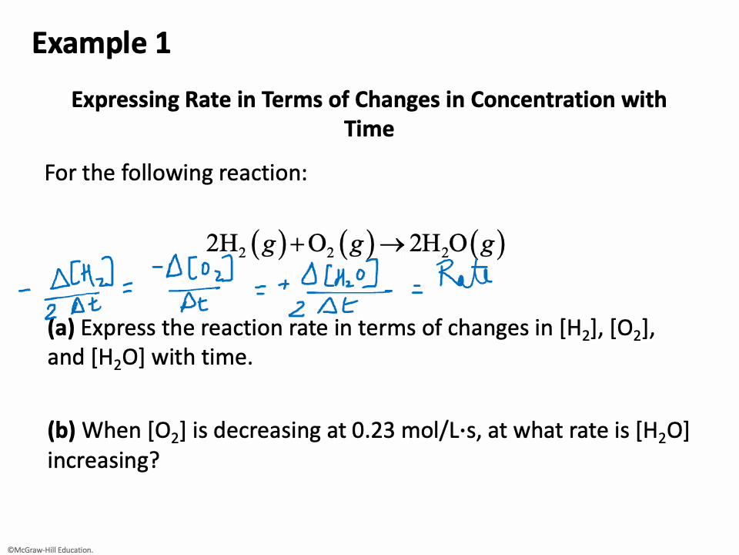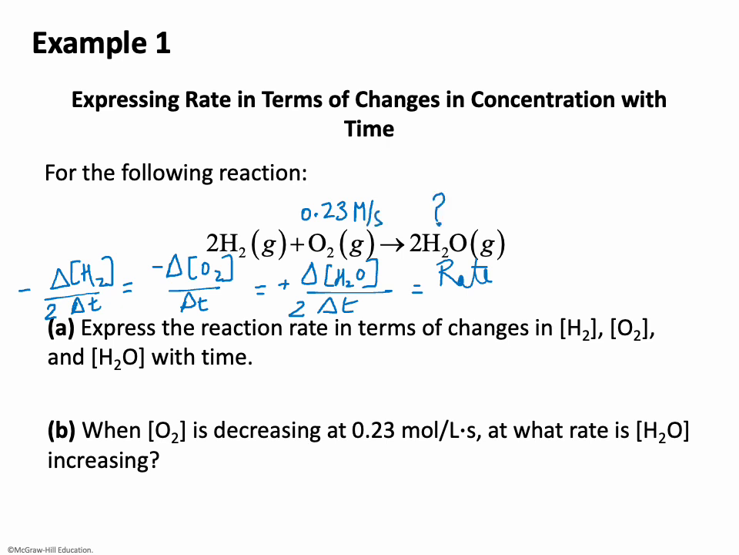I can give you just question A as one question, or I can give you question B as one question. It can be a separate question. When the concentration of oxygen is decreasing at 0.23 moles per liter per second, at what rate is the concentration of water increasing? So if oxygen is going down at 0.23 molar per second, the question is asking at what rate is water appearing.